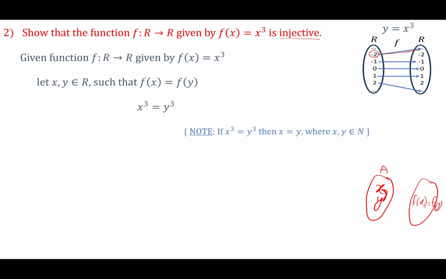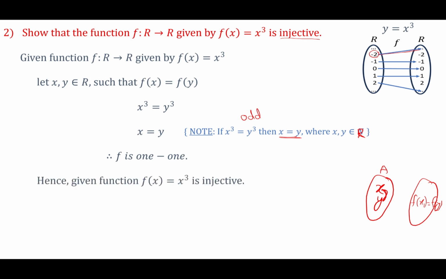Now remember this note. If x cube is equal to y cube, that is, odd powers, and x, y belong to real numbers or natural numbers, whatever, then x is equal to y directly. So I'm saying x is equal to y. If x is equal to y, which means the given function is one-one. So the given function is injective. F of x is equal to x cube is injective. Please make a note. Injective means one-one and surjective means onto.